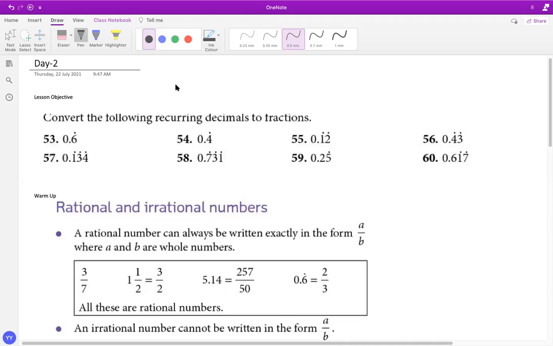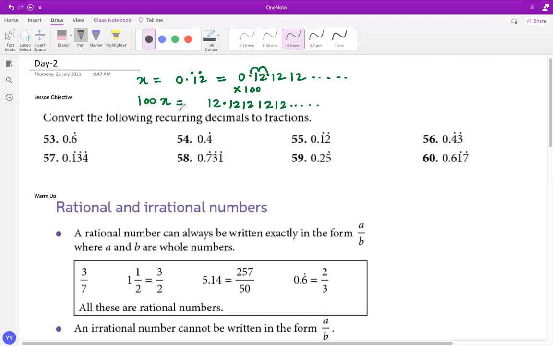Now let's say the next question is 0.12 recurring. You can see that two decimal places are recurring. I can rewrite this as 0.12, 12, 12 and so on. Now when you see two digits recurring, you always multiply both sides by 100. So here I'll multiply both sides by 100. If I multiply this side also by 100, I'll get 12.12, 12, 12 and so on. Obviously, since you're multiplying by 100, your decimal shifts to the right by 2 places.